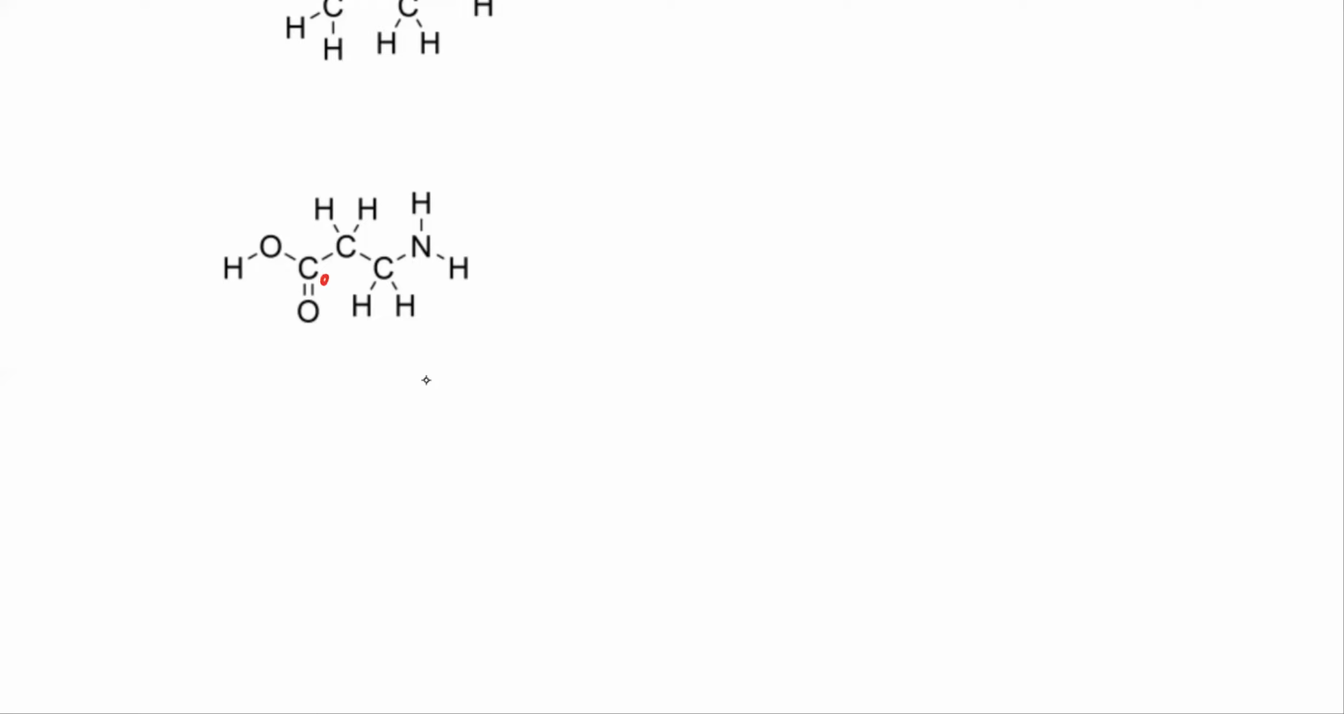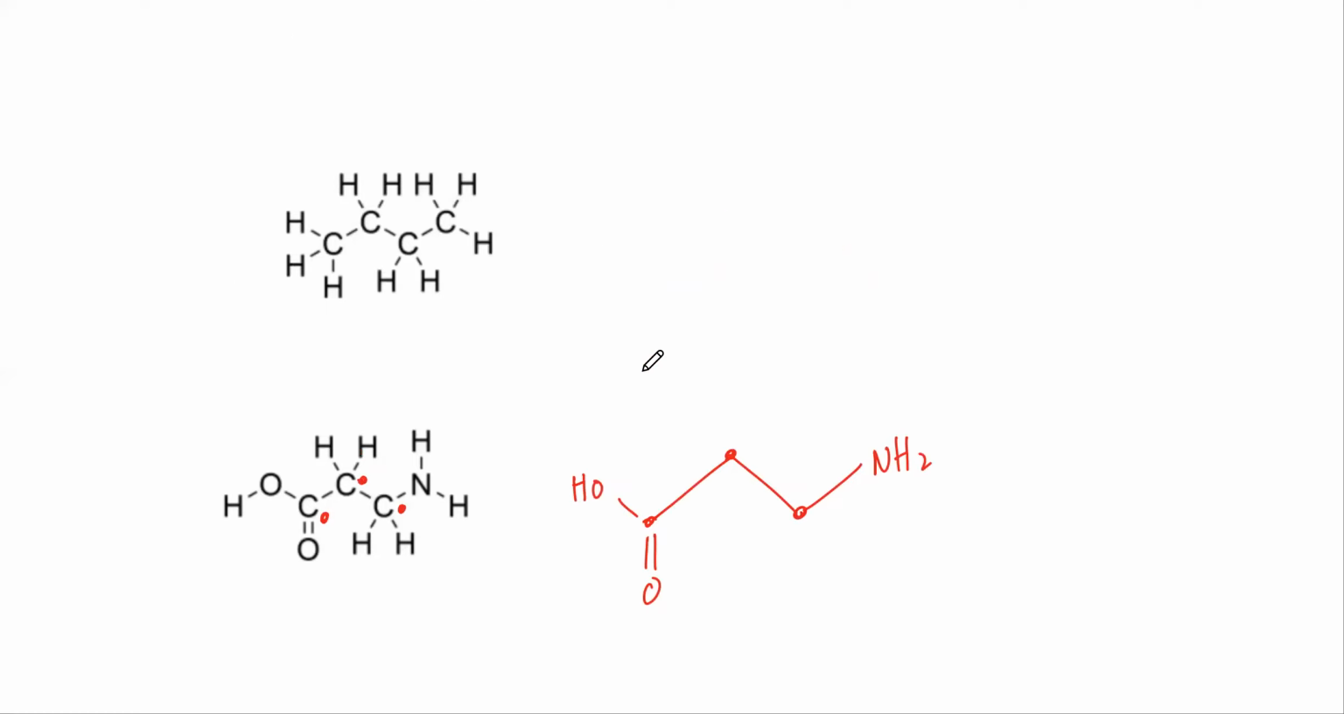How many carbon atoms? That's 1, 2, and 3 carbon atoms. On the third one, there's NH2 attached. And on the first one over here, there's a double bond O and OH attached. So that is the skeletal formula of this molecule. It's 1, 2, 3 carbon atoms, NH2 on the third one, and on the first one, there's a carboxylic acid that's attached.